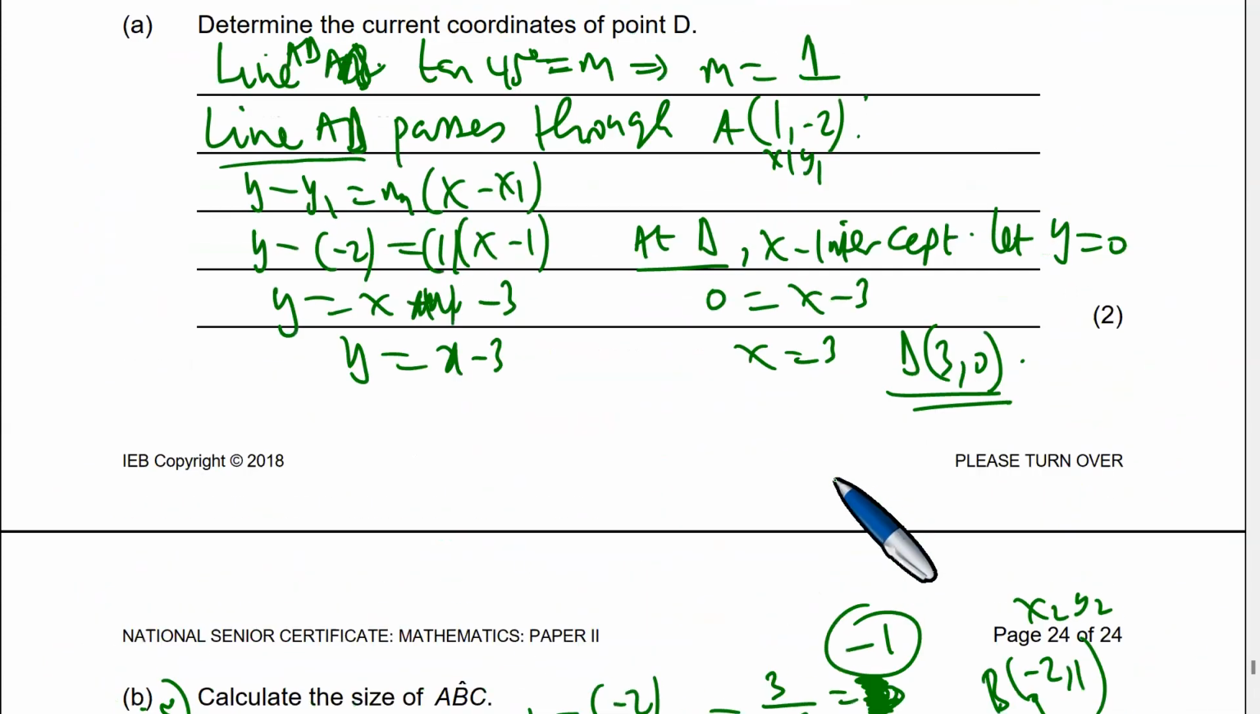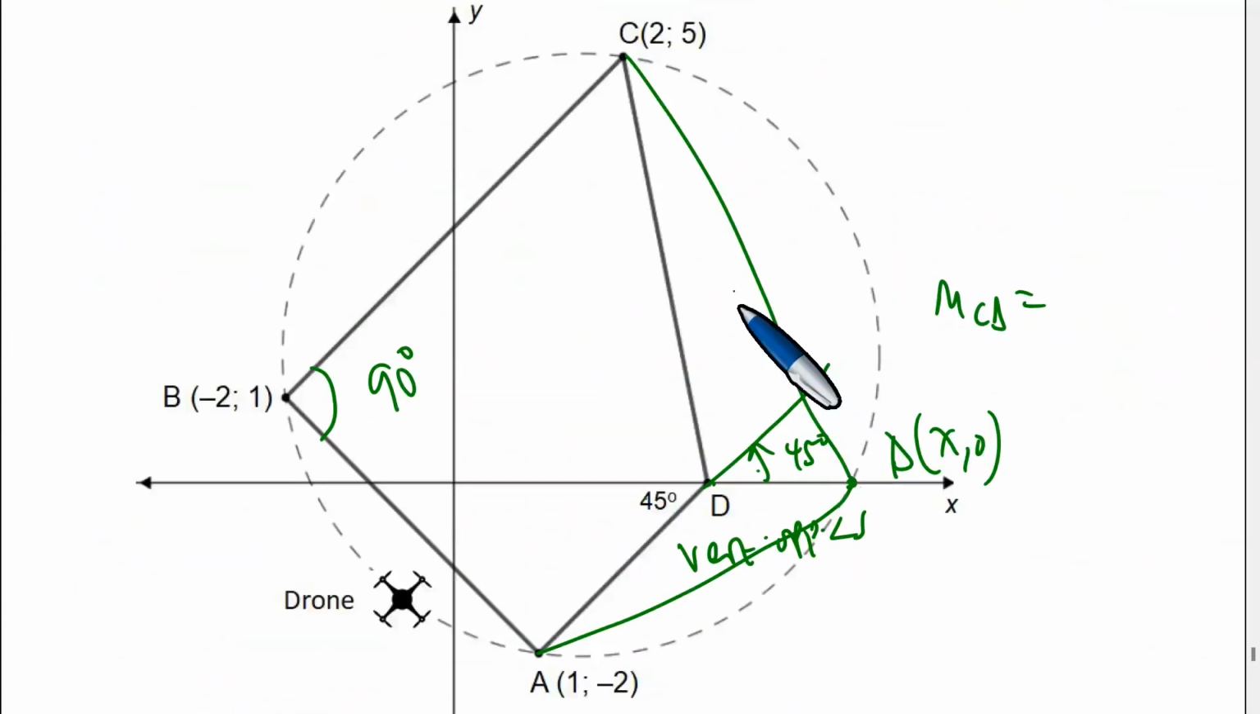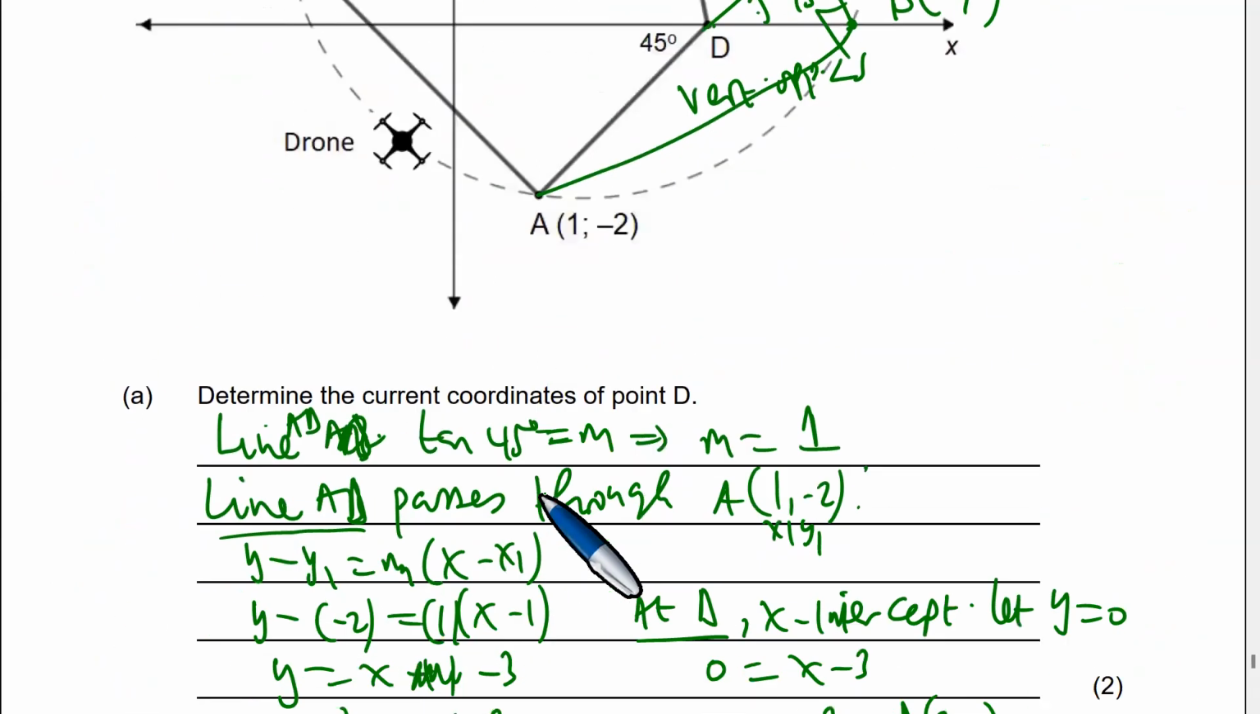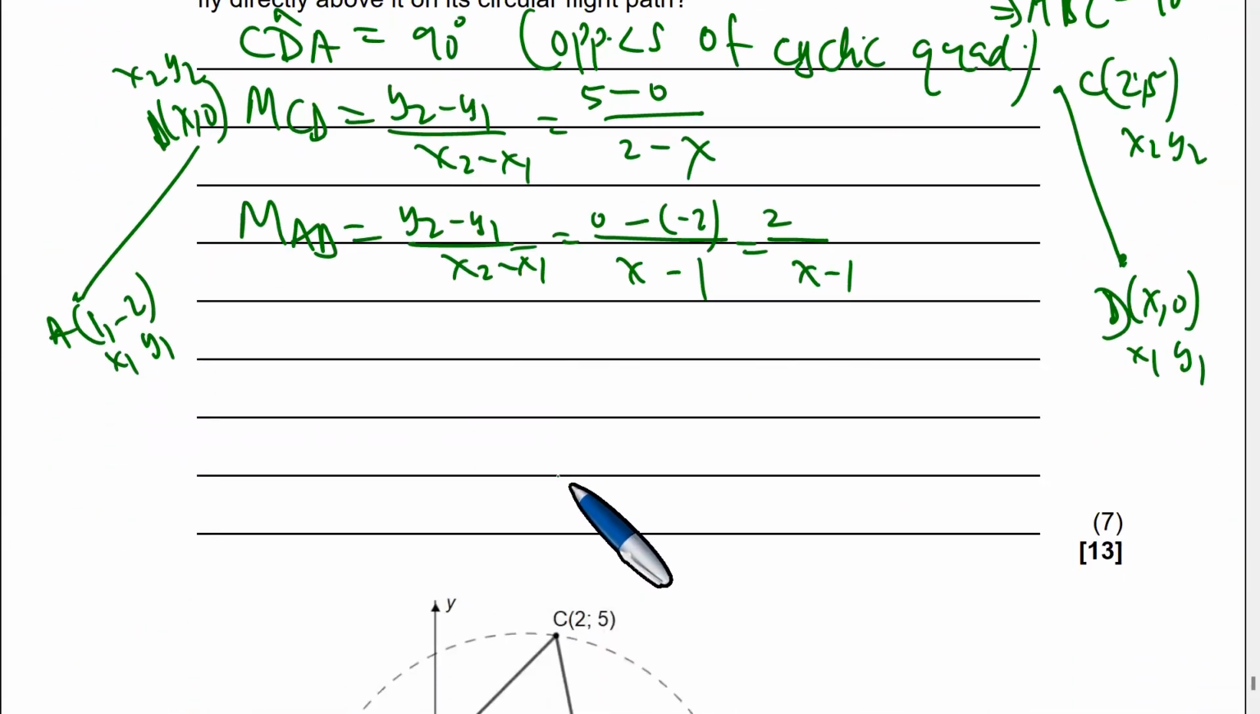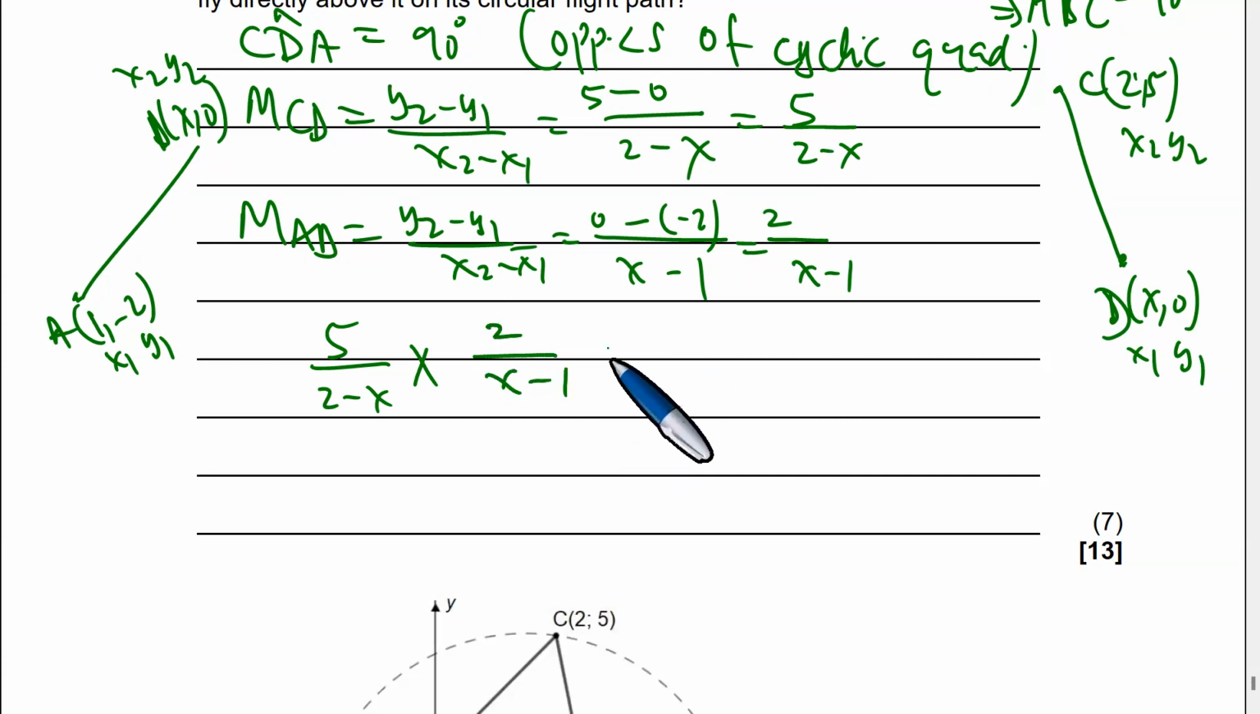Right, so after this has been done, we want this angle to become a 90-degree angle. So we have 5 over 2 minus x, multiplied by 2 over x minus 1, and the result is minus 1. So that in the end you have x squared minus 3x minus 8 equals 0.